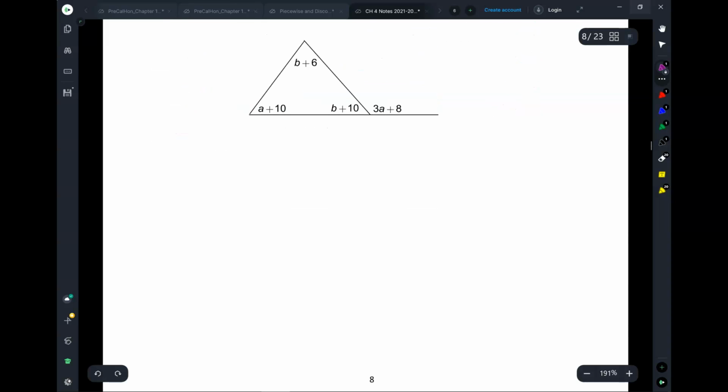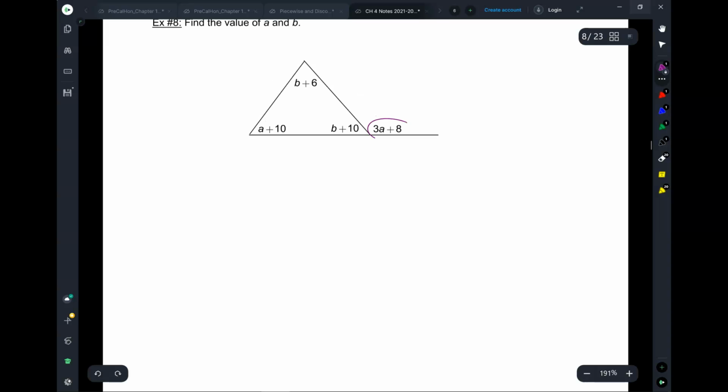Find the values of A and B. Okay. So look, 2 things here. First, what type of angle is this? Exterior angle. What is it equal to the sum of? It's equal to the sum of which 2 angles? The 2 remote interior angles, these 2. Right, so A plus 10 plus B plus 6 is equal to 3A plus 8.